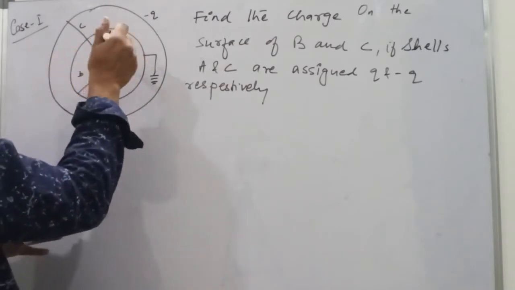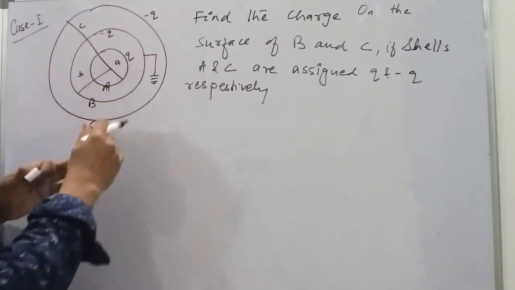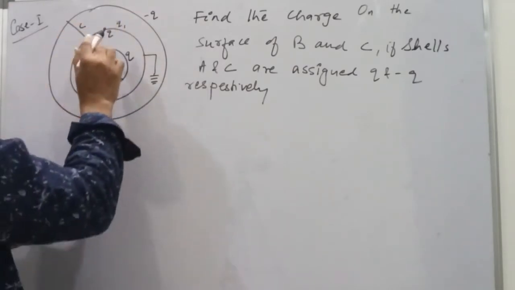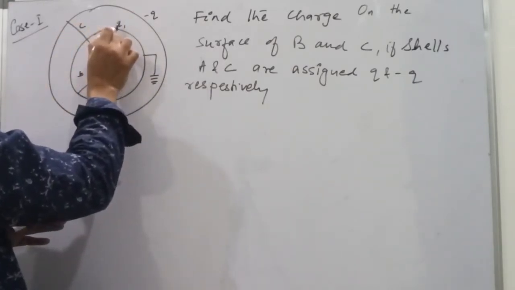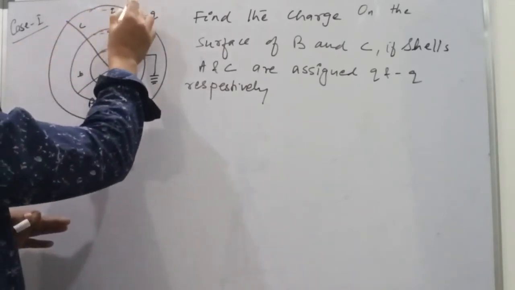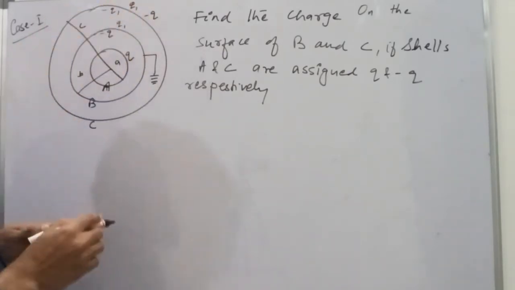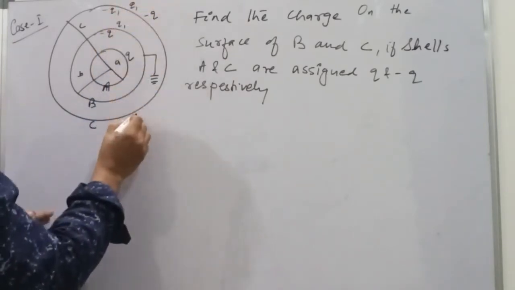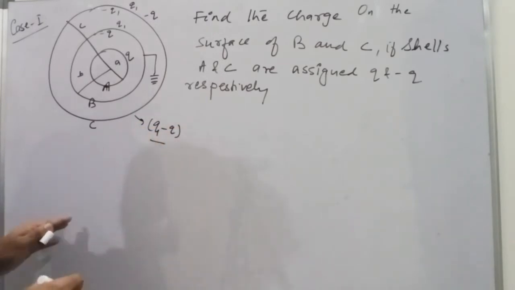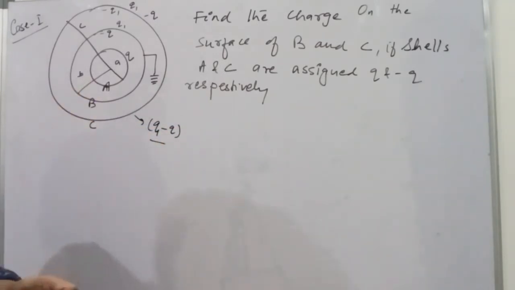Since the surface is earthed, I don't know the charge developed on the outer surface of B, so let it be Q1. Then the inner surface of C will develop minus Q1 and the outer surface will develop plus Q1 minus Q. So the total charge on the outer surface is Q1 minus Q. This is the total charge developed on the sphere C.